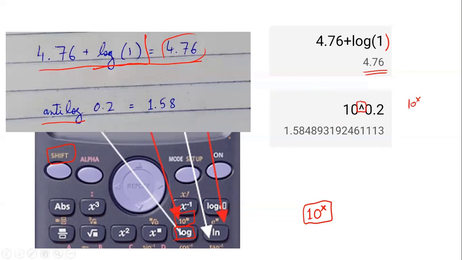Those of you who have scientific calculators, try solving this. Write it down this way. Press anti-log, and then without anything else, because there is no plus or multiply sign here, just type anti-log and then 0.2, and press equals. Is this clear how to take anti-log? Yes, sir. Okay, good.